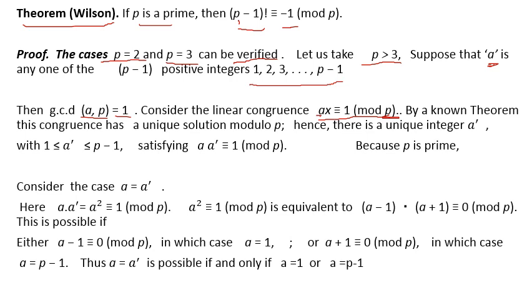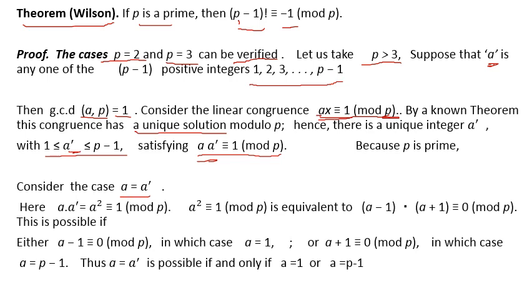So there is a unique incongruent solution, which means between 1 and p minus 1 there is exactly one value A dash which will satisfy this equation. We can write it like this. Here A can be equal to A dash. When is it possible? Please take the case A equal to A dash.